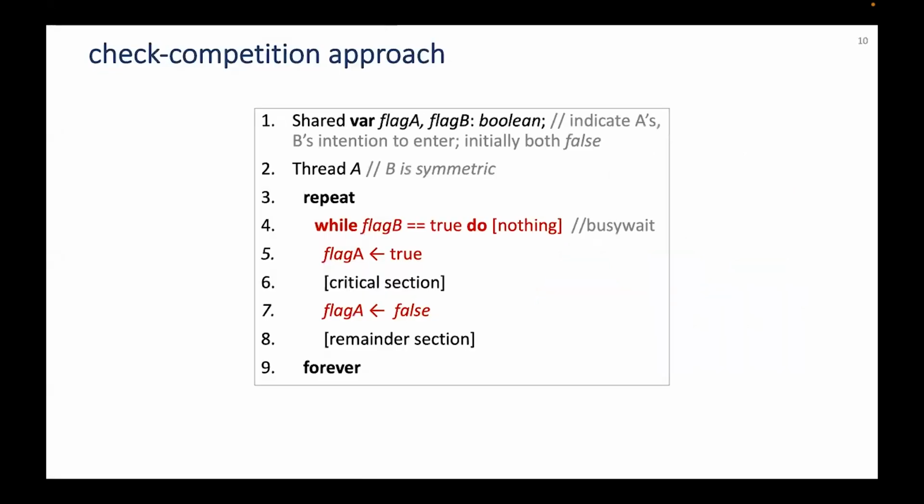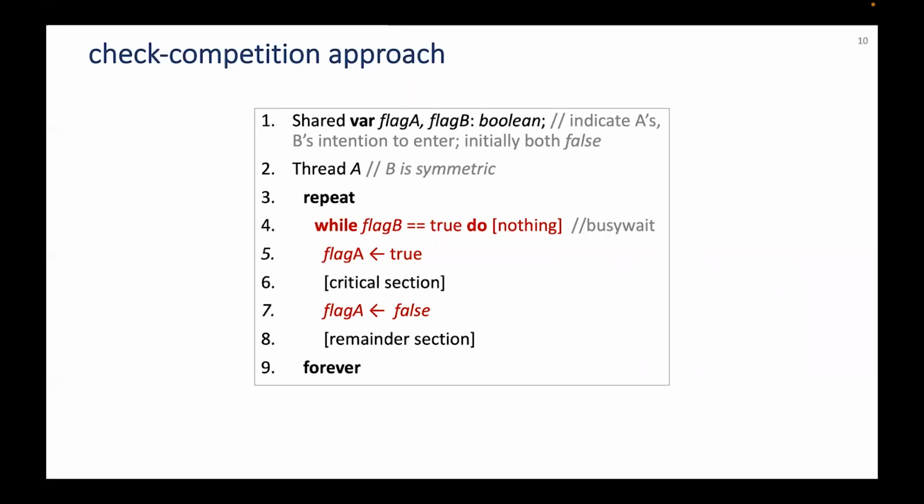Let's try to look at a specific simple example, which we refer to as check completion. Let's say the code of our two threads, A and B, looks like this. They both share two Boolean variables, flagA and flagB, initially set to false, which they use to indicate their intention to enter the critical section. Here I show A's code. B's code is symmetric.